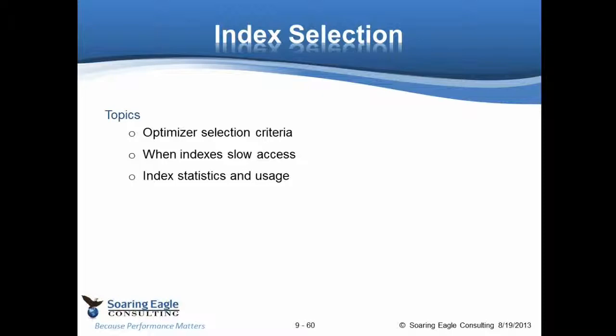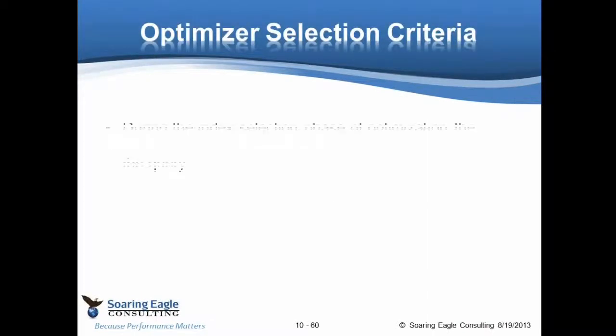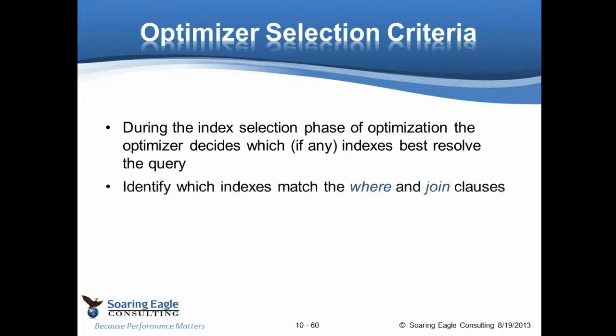Index statistics and usage, we will talk about how the optimizer decides whether a particular index will be useful and why. So, during the index selection phase of optimization, the optimizer decides which, if any, indexes best resolve the query.